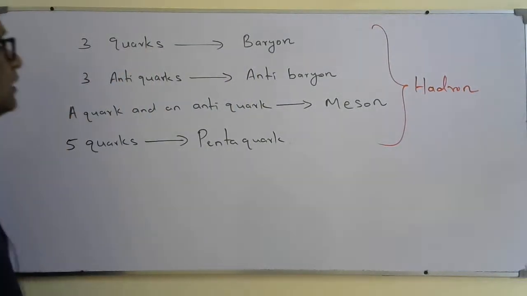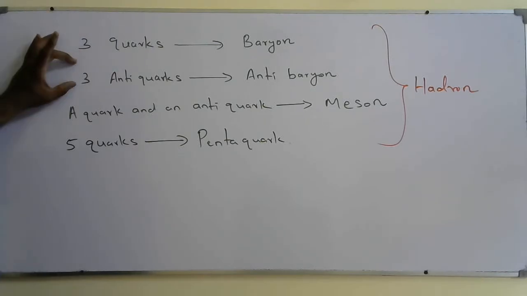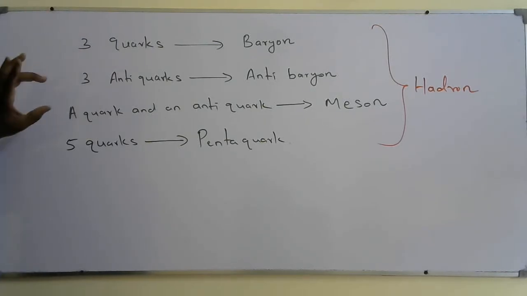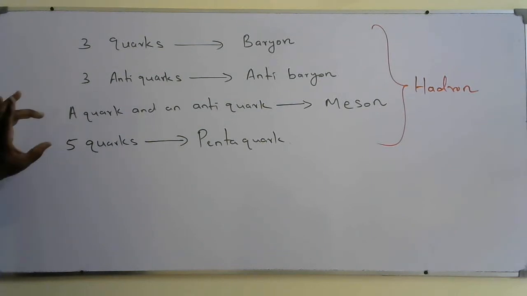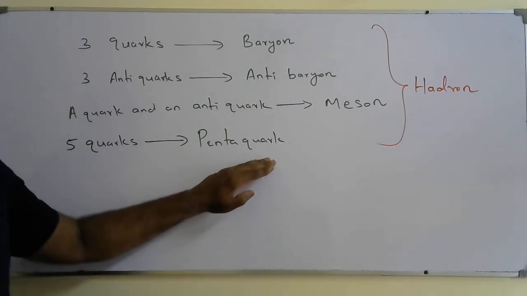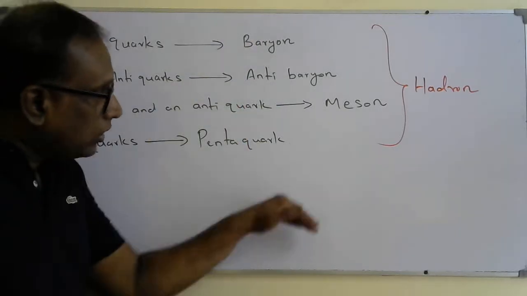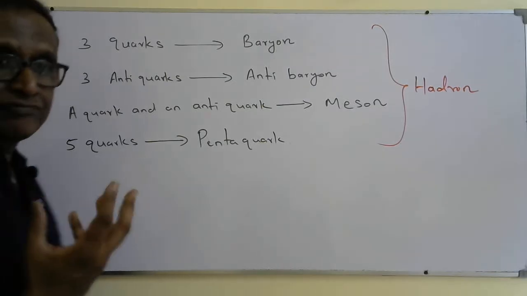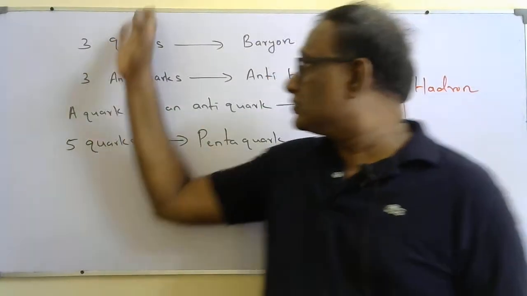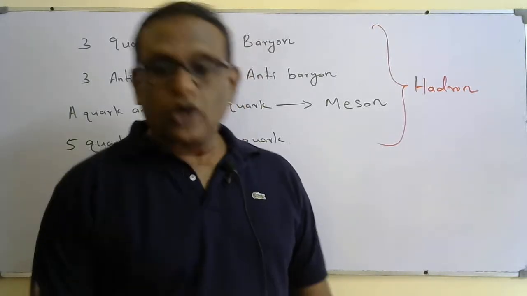Okay, so again, a particle which consists of 3 quarks is called a baryon, 3 antiquarks is called an antibaryon. A quark and an antiquark is called a meson. A particle which consists of 5 quarks together is called a pentaquark. All these particles, made of different numbers of quarks as I showed here, have the general name hadron. Okay, so remember that.